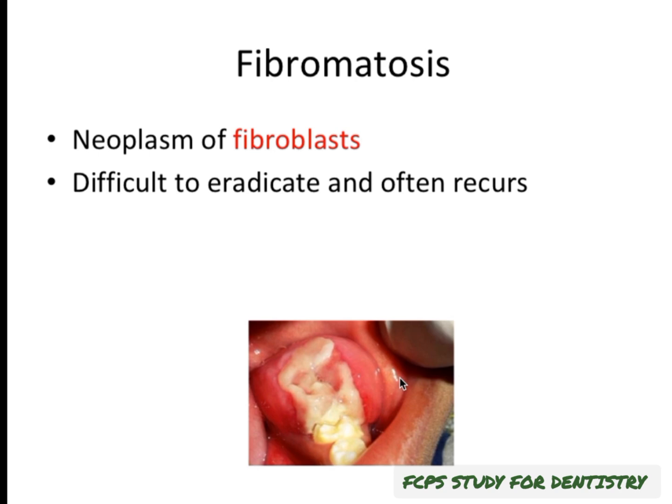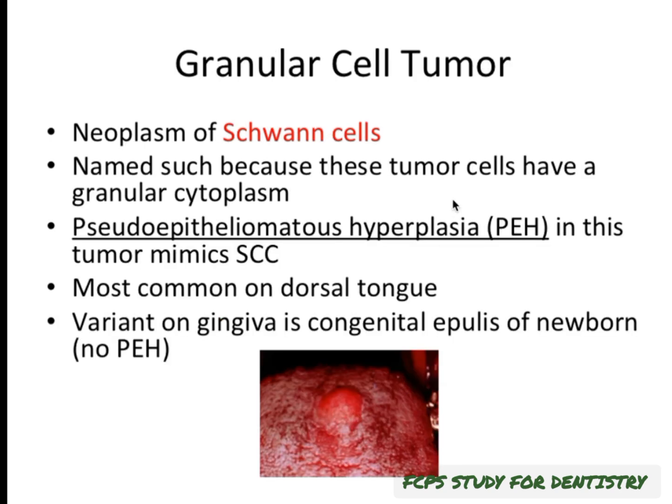Next, we have granular cell tumor. And now, instead of fibroblasts, we're talking about a neoplasm of Schwann cells that are responsible for making myelin to cover the axons of nerves. They're named such because these tumor cells have a granular cytoplasm. So if we're looking under a microscope, the histology is this granular cytoplasm, and that's why it's named that.